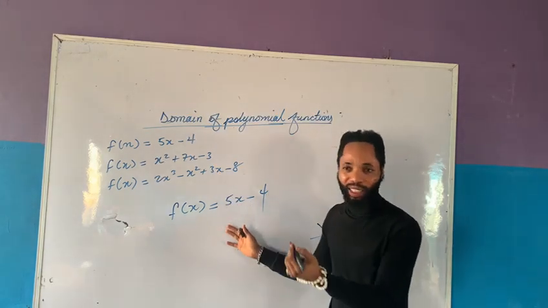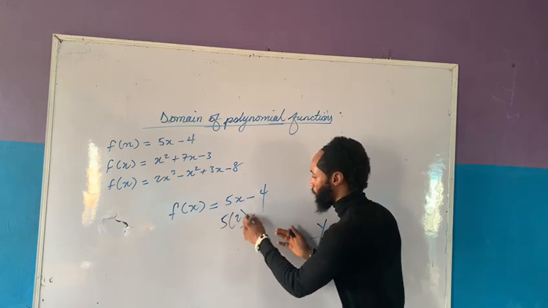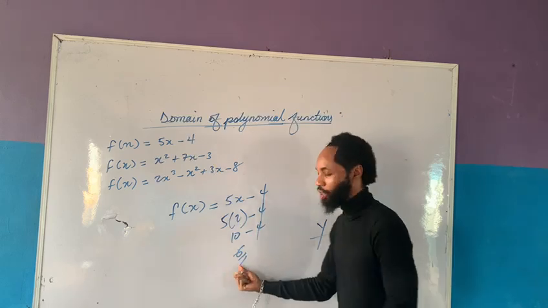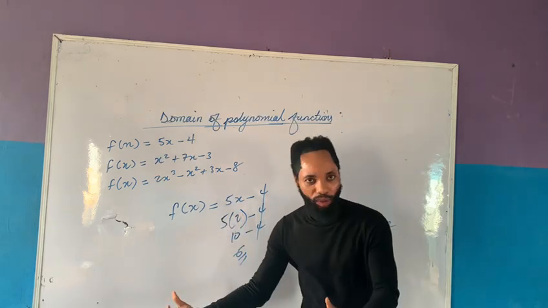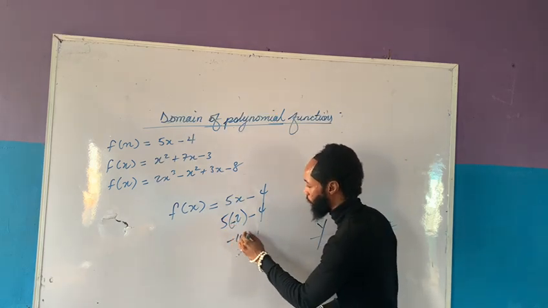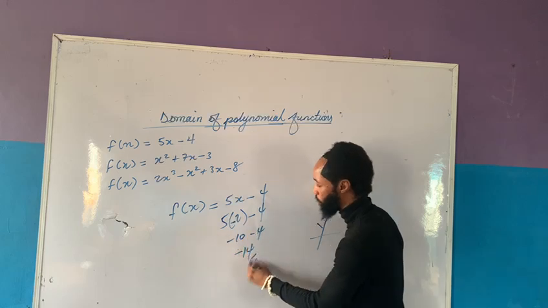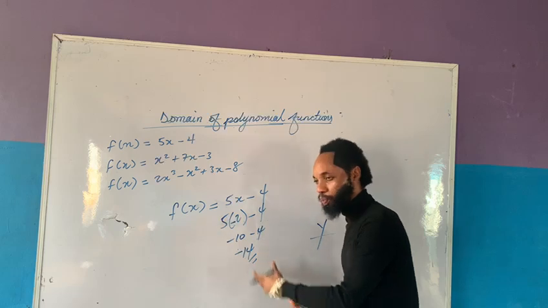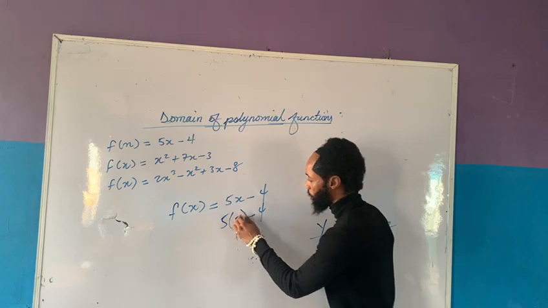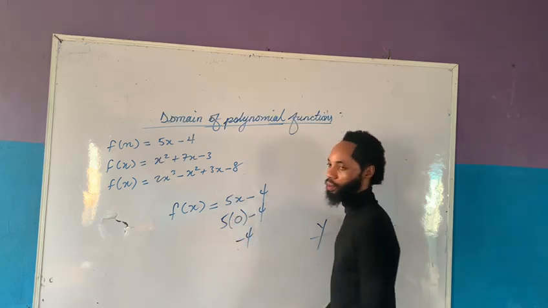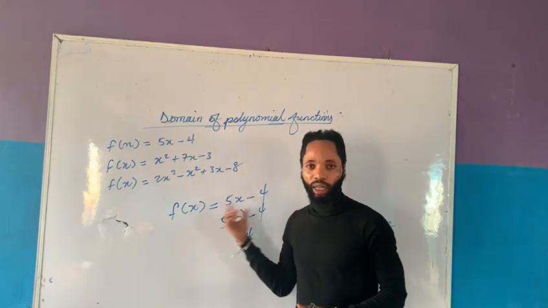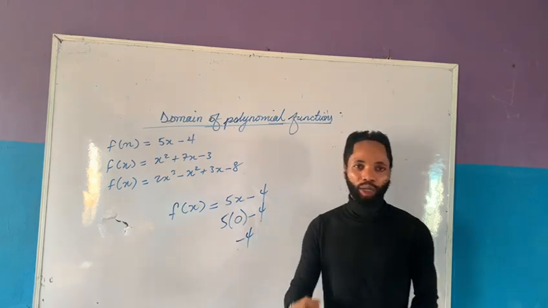If you put in x as 2, if you plug 2 into the expression, you're going to get what? 10 minus 4 is what? 6. It's a real number. If you put in a negative value, let's try negative 2. We're going to get negative 10 minus 4, which is negative what? 14. It's still a real number. If you enter 0 for x, we're going to get what? Negative 4. So it's still a real number. So any value we enter into this expression, we are going to get a real number.